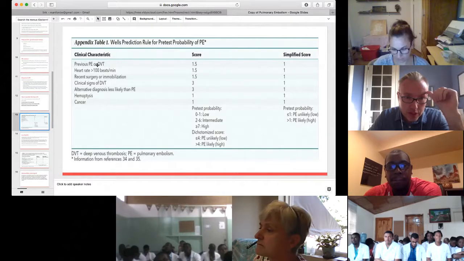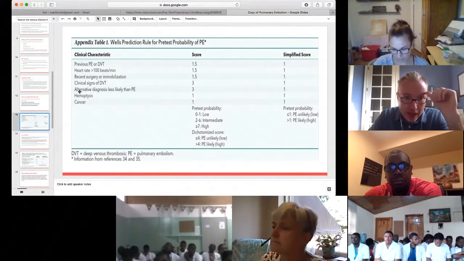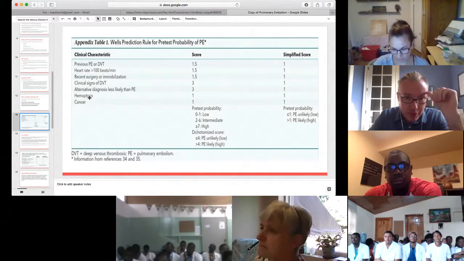So you can see previous PEs, heart rate greater than 100, recent surgery embolization, clinical signs of DVT. Do they have a diagnosis that's less likely than PE? Hemoptysis, or do they have a pre-existing cancer? Those are the categories that assign you a number value, and then that number value can turn you into a pretest probability of either low, intermediate, or high.